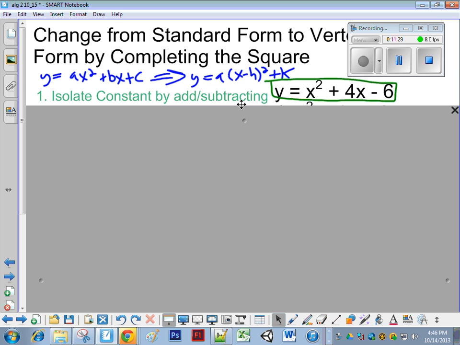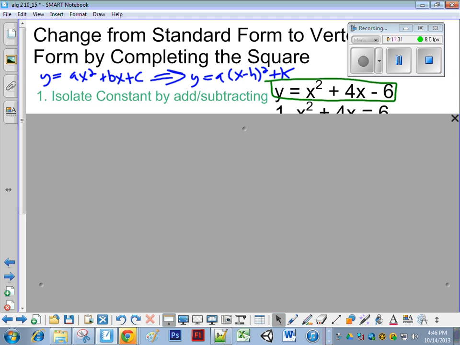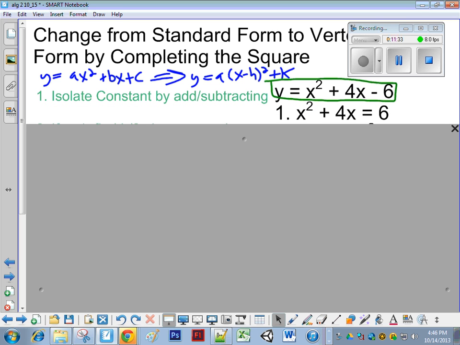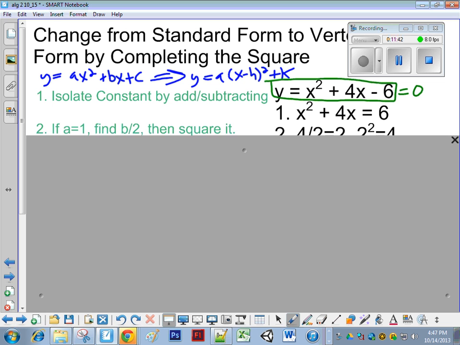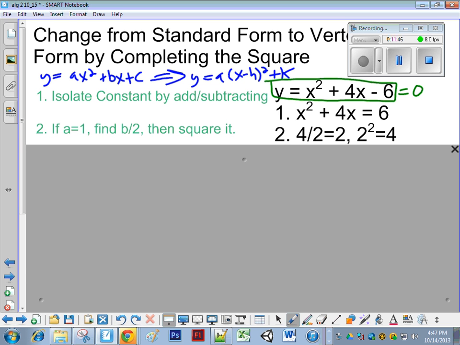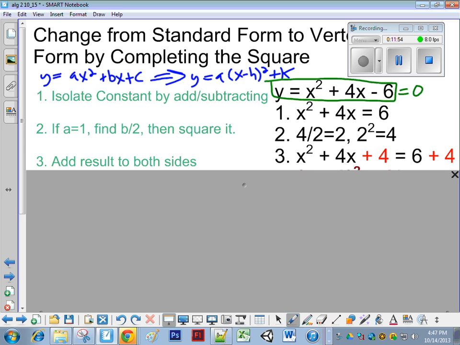Just like before, I'm going to let one side be 0 for right now, and I'm going to go ahead and put an equal 0 here, add 6, so I have this. x squared plus 4x equals 6. My second step, if a is equal to 1, go ahead and find b over 2, so I do 4 over 2. That's equal to 2, and I square it. Now I have 4.